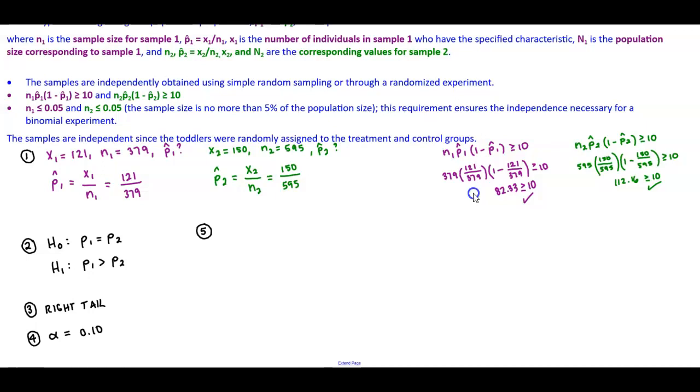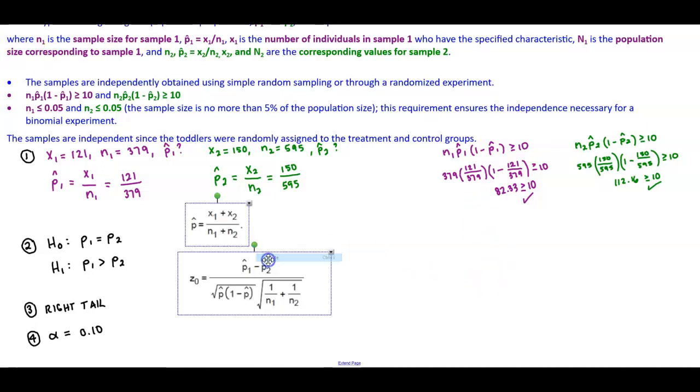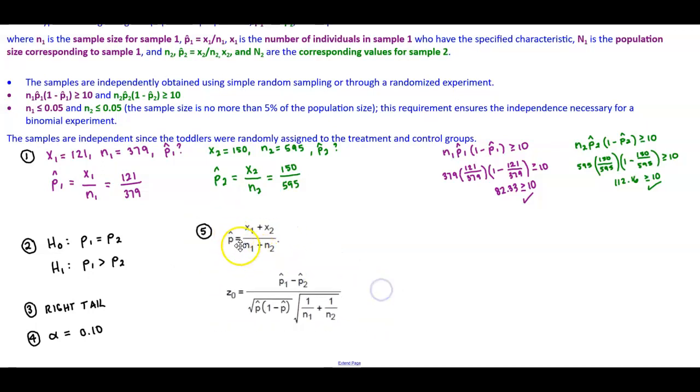So for number 5, we want to find the test statistic. In order to do that, we want to use the following formulas. We want to find p hat, and we also want to find our test statistic. So let's make sure that we know what our information is. We know that this is our p hat 1 value, and we also know that this is x1 and this is n1. Then we also have p hat 2, with x2 and n2 here. So let's go ahead and find our answers.